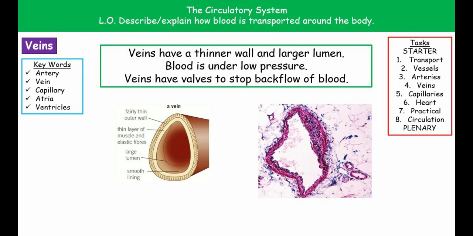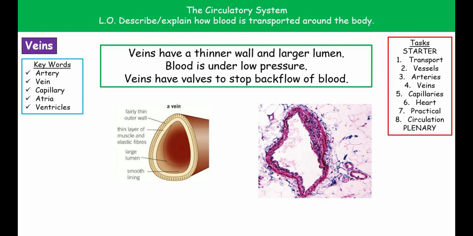The second type of blood vessel we need to know about are the veins. Now you can see from the pictures that veins are quite different to our arteries. They've got a thinner wall and a larger lumen, the space the blood flows through. And this is because blood is under lower pressure in our veins. They're returning the blood to the heart, remember.